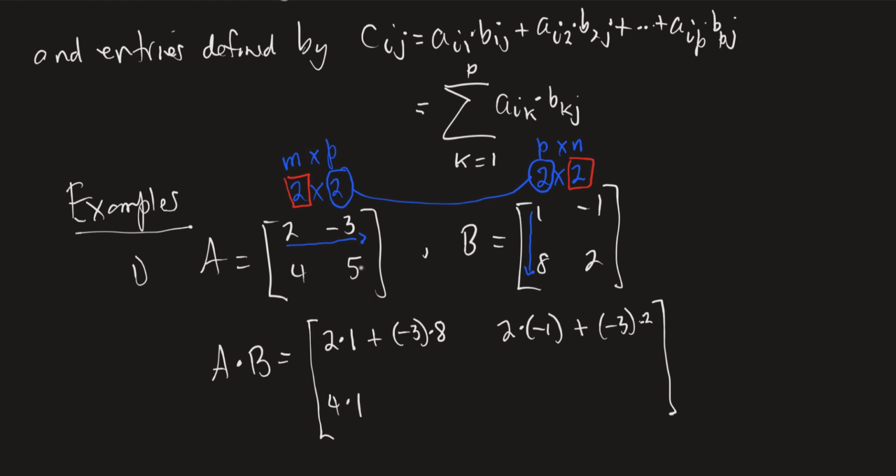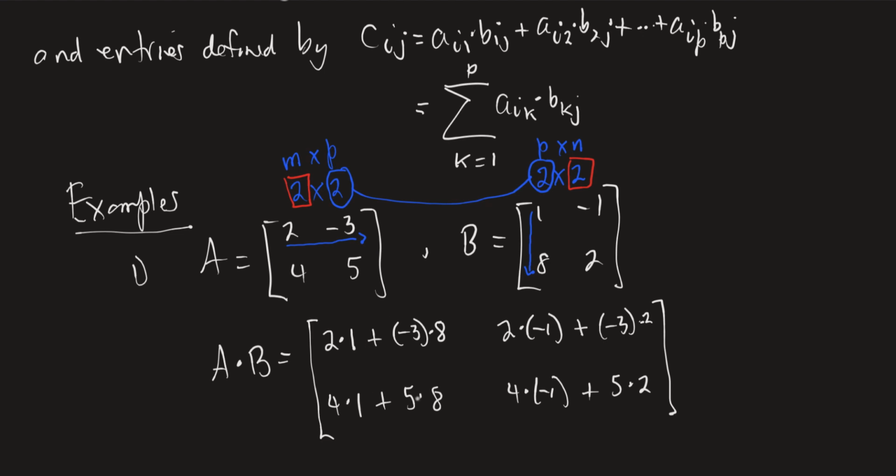And then plus 5 times 8. So 5 times 8. And then finally, to figure out what goes in the second row, second column, I have to take the second row of my first matrix and do the special product with the second column of the second matrix. So that's 4 times negative 1 and then plus 5 times 2.